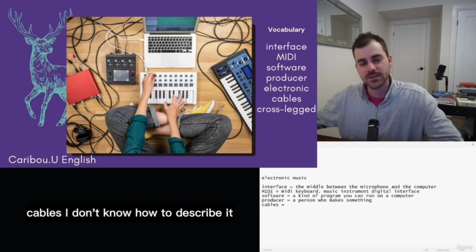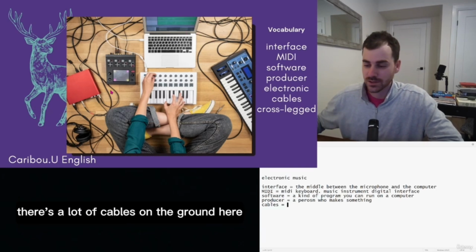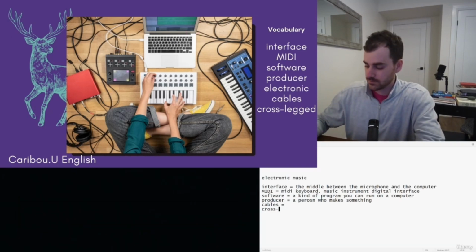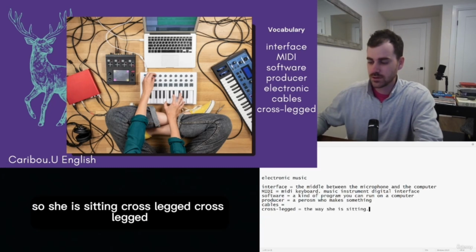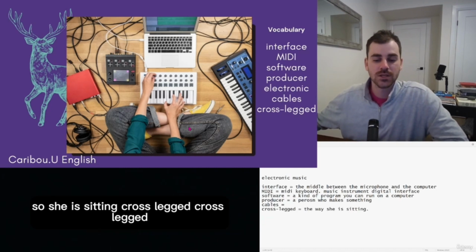Cables. I don't know how to describe it, but they are those black lines. So we can say, wow, there's a lot of cables on the ground here. So she is sitting cross-legged. Cross-legged.